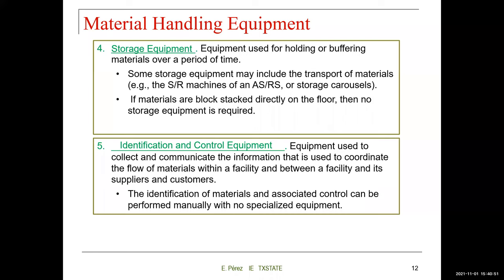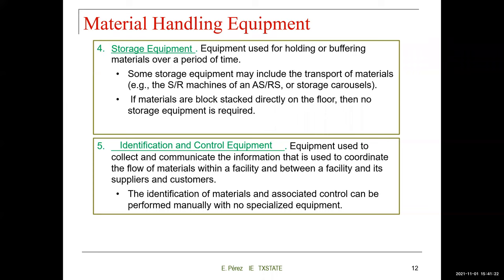And then identification and control equipment. This is equipment used to collect and communicate the information that is used to coordinate the flow of materials. So like RFID technology, or let's say barcodes linked or glued to the product or to the boxes. And then you will use some scanners to get the information and decide where to move that box or that product based on the barcode.